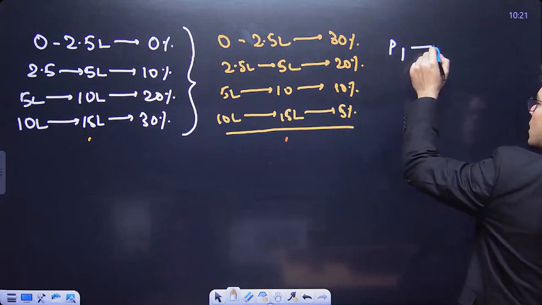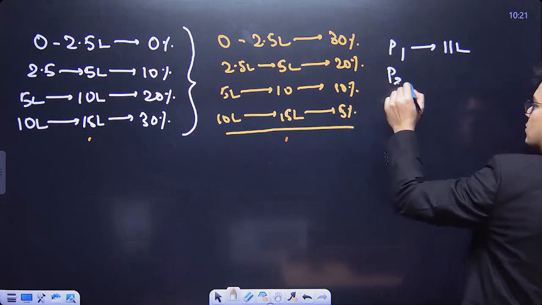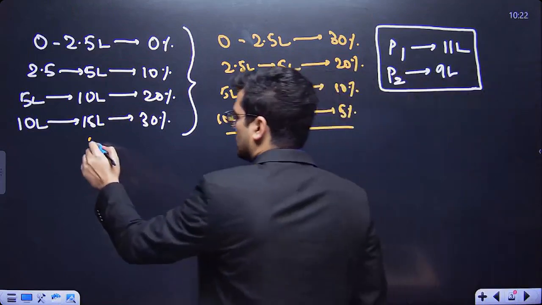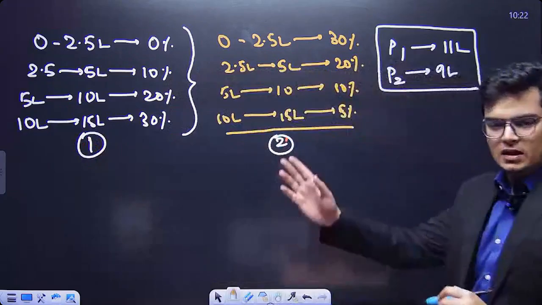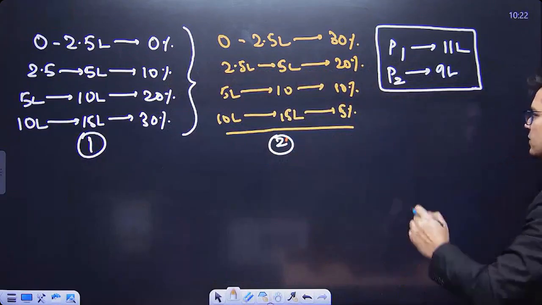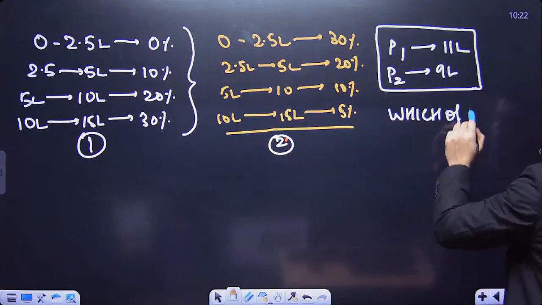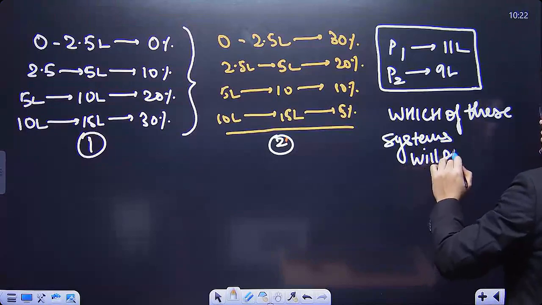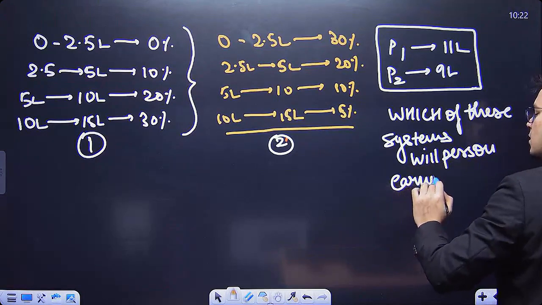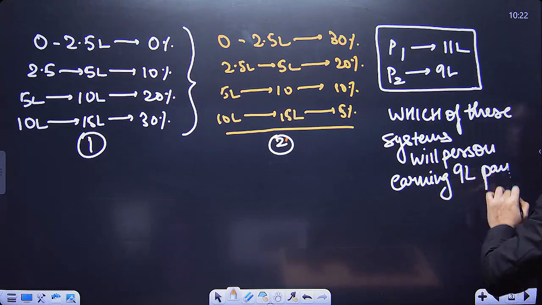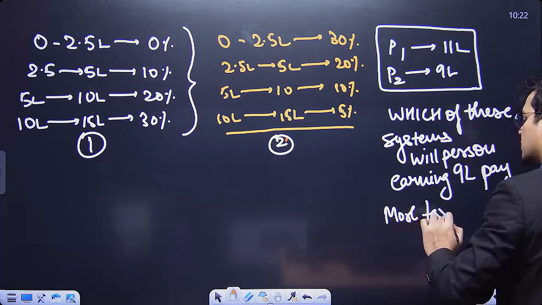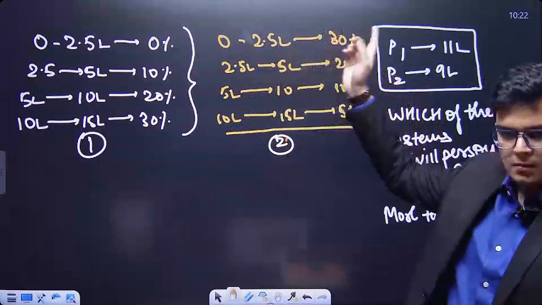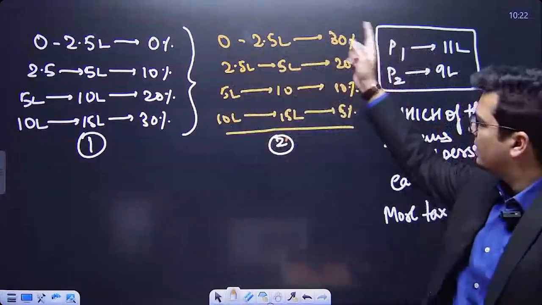Person 1 has income of 11 lakhs. Person 2 has income of 9 lakhs. This is system 1. This is system 2. In which of these systems, I write the question on the board, in which of these systems will the person earning 9 lakh pay more tax? And please don't answer immediately. If you answer immediately, your answer will be wrong, I am sure. You calculate. Calculate the tax that person 1 will pay in system 1, person 2 will pay in system 1, person 1 will pay in system 2, person 2 will pay in system 2.